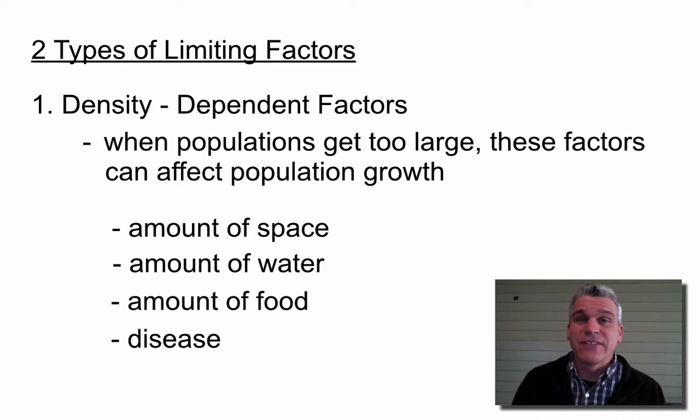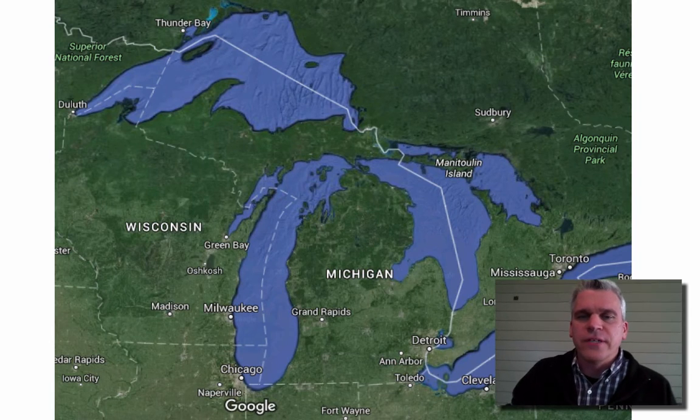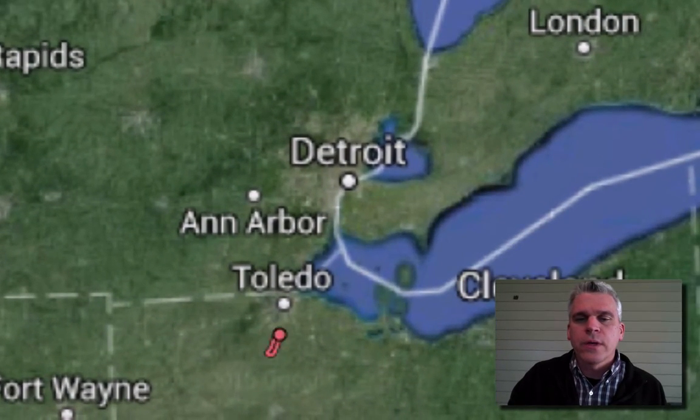Also, disease can affect population sizes, especially in the larger population. A disease can spread a lot faster in a large population than it can in a smaller population. Let's take a look at an example of one of these. Here we are, way down here in northwest Ohio.